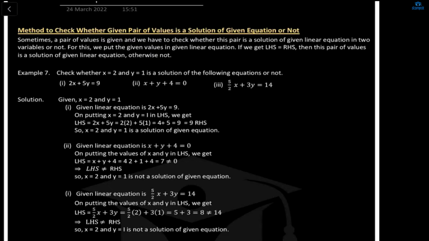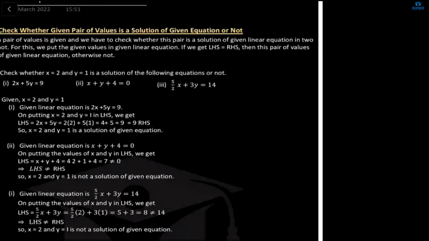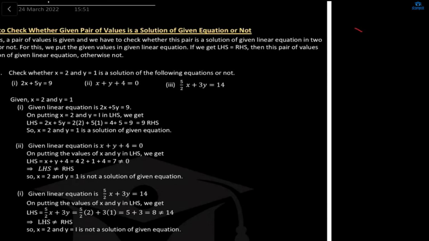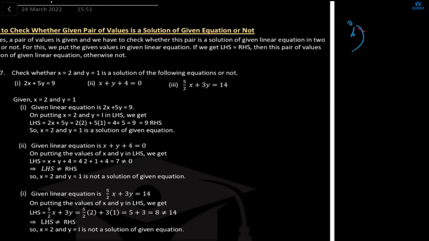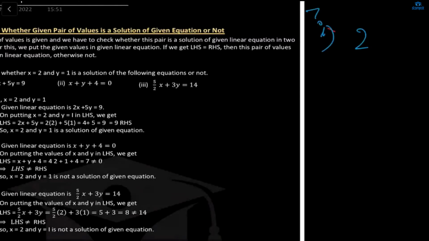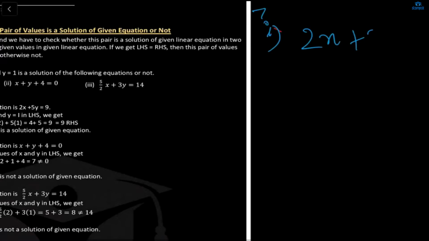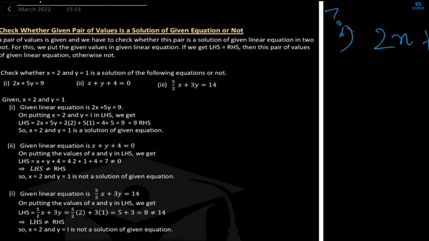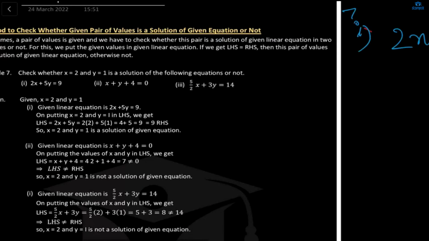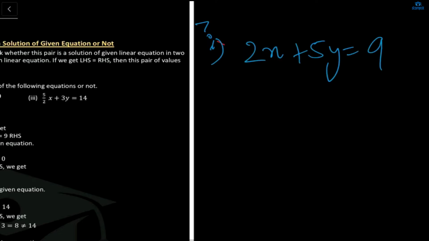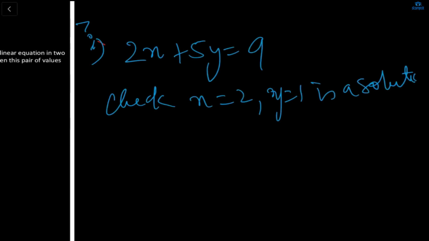For example, let's see the first one here. If you see question number 7, I'll write it first. 2x plus 5y is equal to 9. This is the equation, and you have to check whether x is equal to 2 and y is equal to 1 is the solution. Check x is equal to 2 and y is equal to 1. Am I right? Is this the solution?